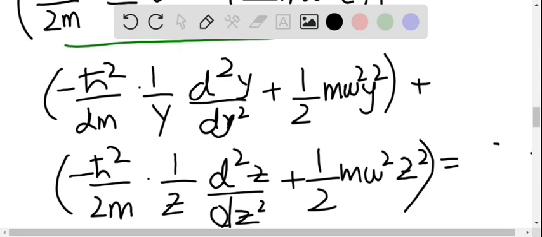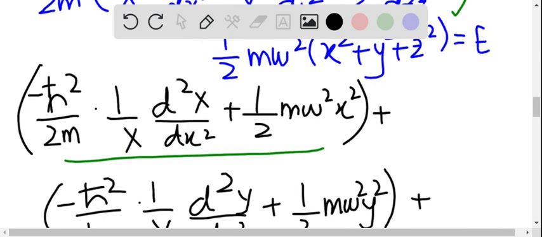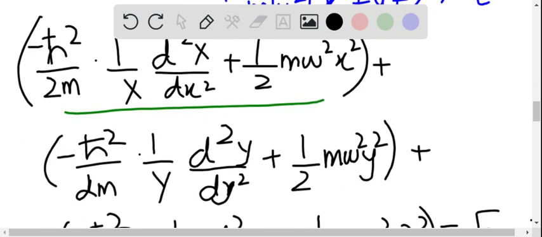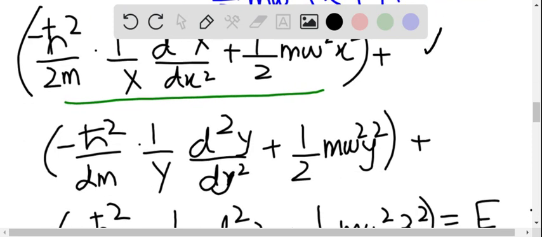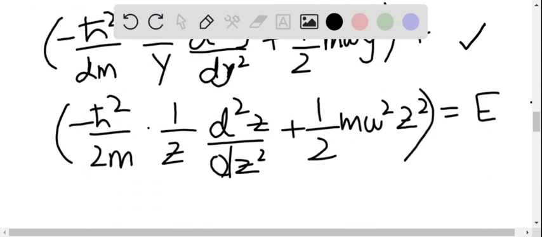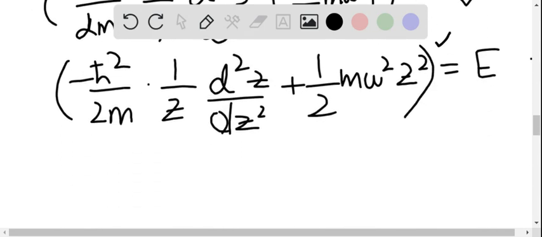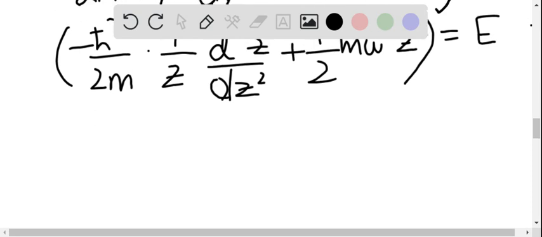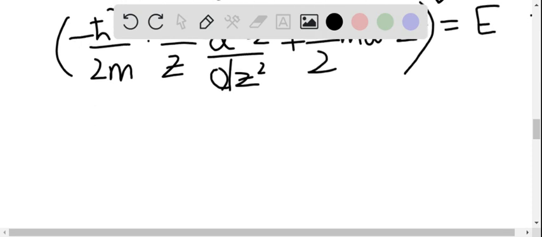So this would be equal to E. The right hand side remains the same, there is no change over here. Now as you can see, we have written each term separately containing only one variable. This term contains x, this term contains y, and this term contains z. So it means that we can equate each term to its corresponding value of E, right?